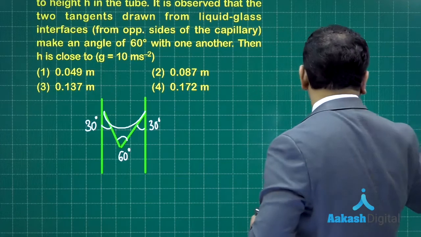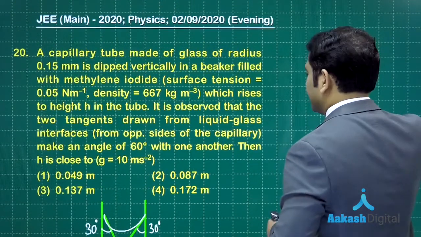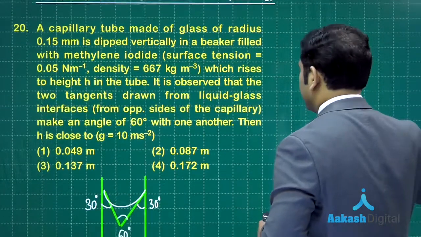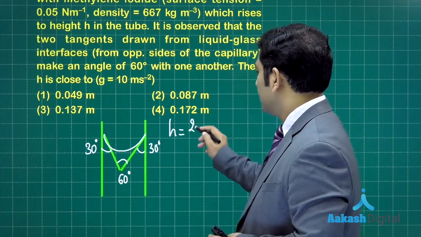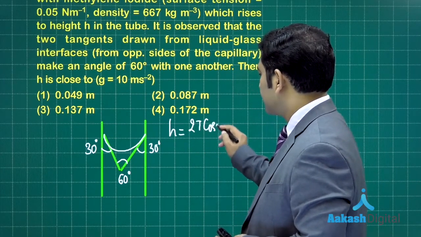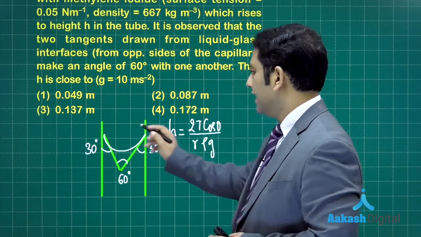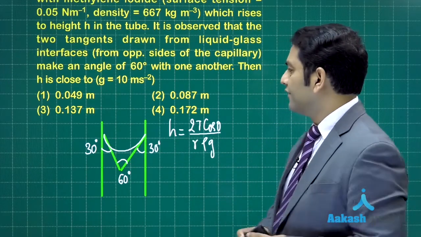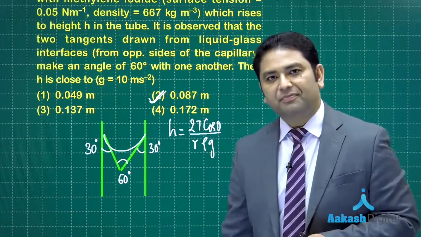So that information allowed us to calculate the angle of contact, and once the angle of contact is calculated, calculating the height is a straightforward 2T cos theta by r rho g, where small r has been taken as the radius of the tube. Every information is given. Option number 2 would be the correct one.